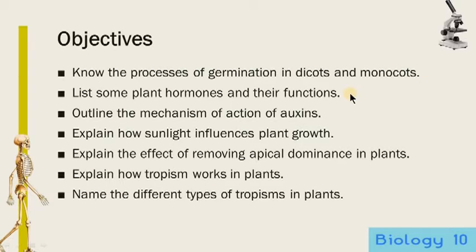We will list some plant hormones and their functions. We will outline how auxins work. We will explain how sunlight influences plant growth. We will explain the effect of removing apical dominance in plants. We will explain tropism and look at the different types.